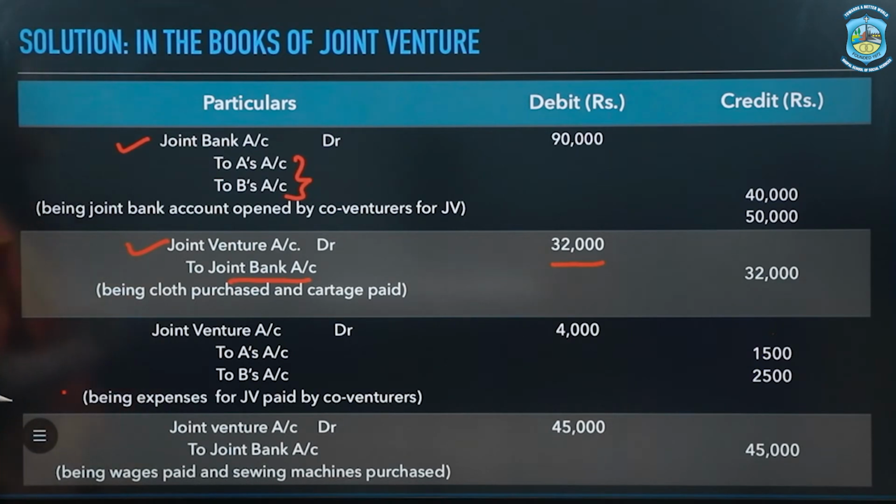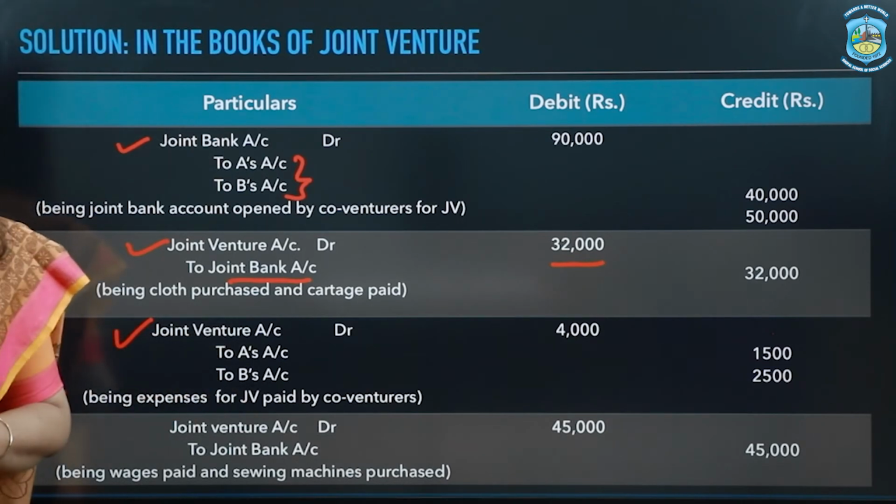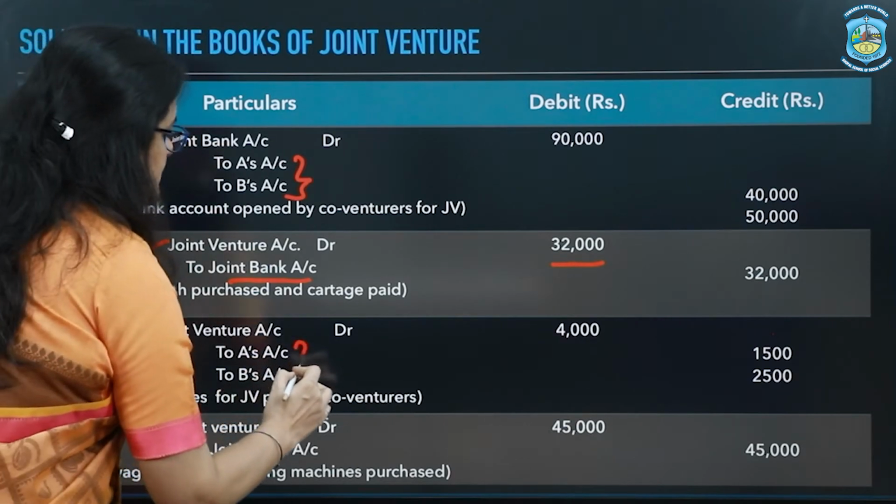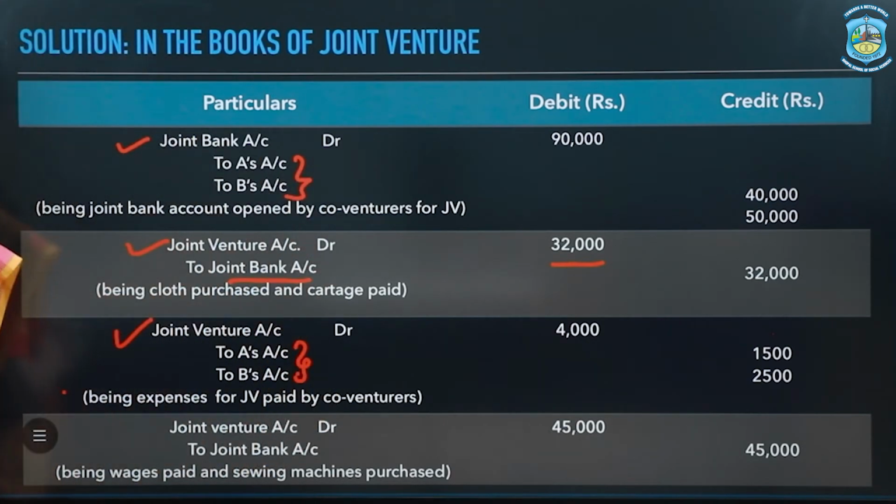The third entry was the miscellaneous expenses of 2,500 paid by B and 1,500 advertising expenses paid by A. So we have to take a note of it. This is an expenditure of joint venture, so joint venture account debit. But who has done this expenditure? It is the co-venturers. So we'll give them a credit for doing this favor for joint venture. We are going to settle this money in their final claim, so we are giving credit to their respective accounts.